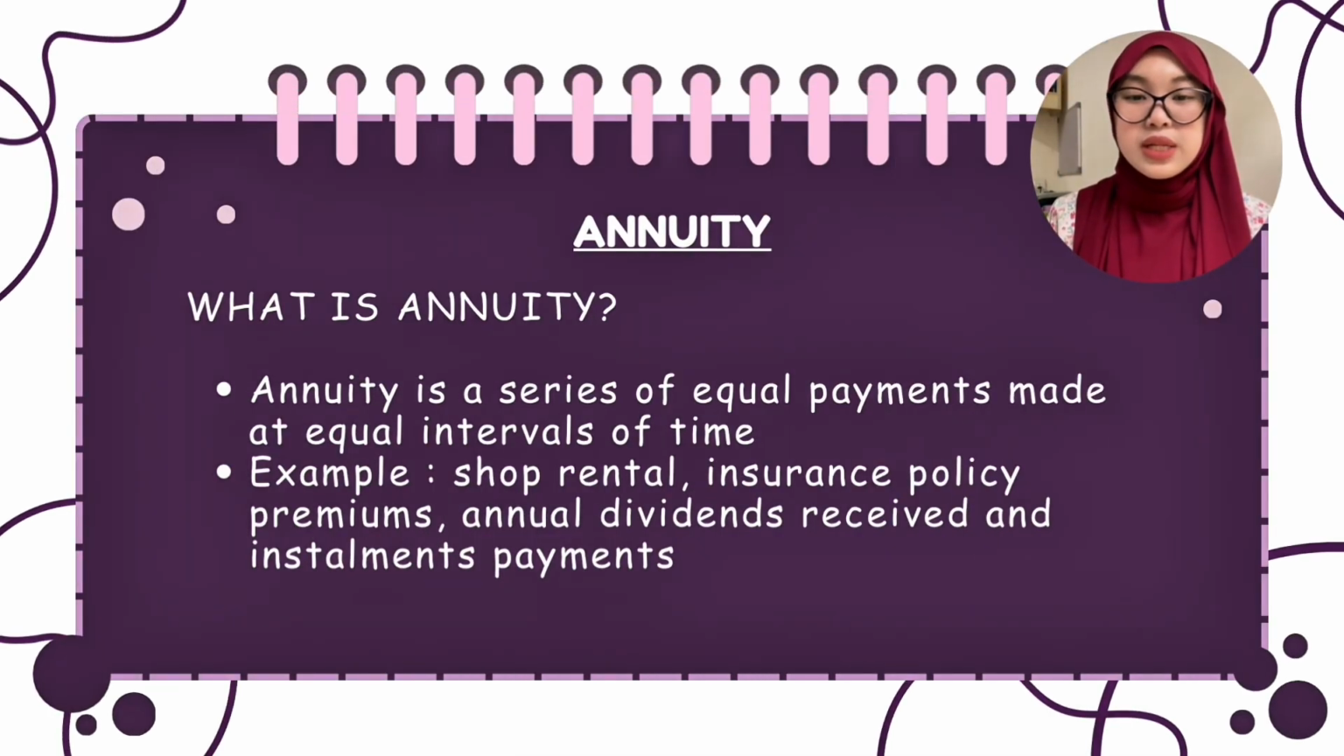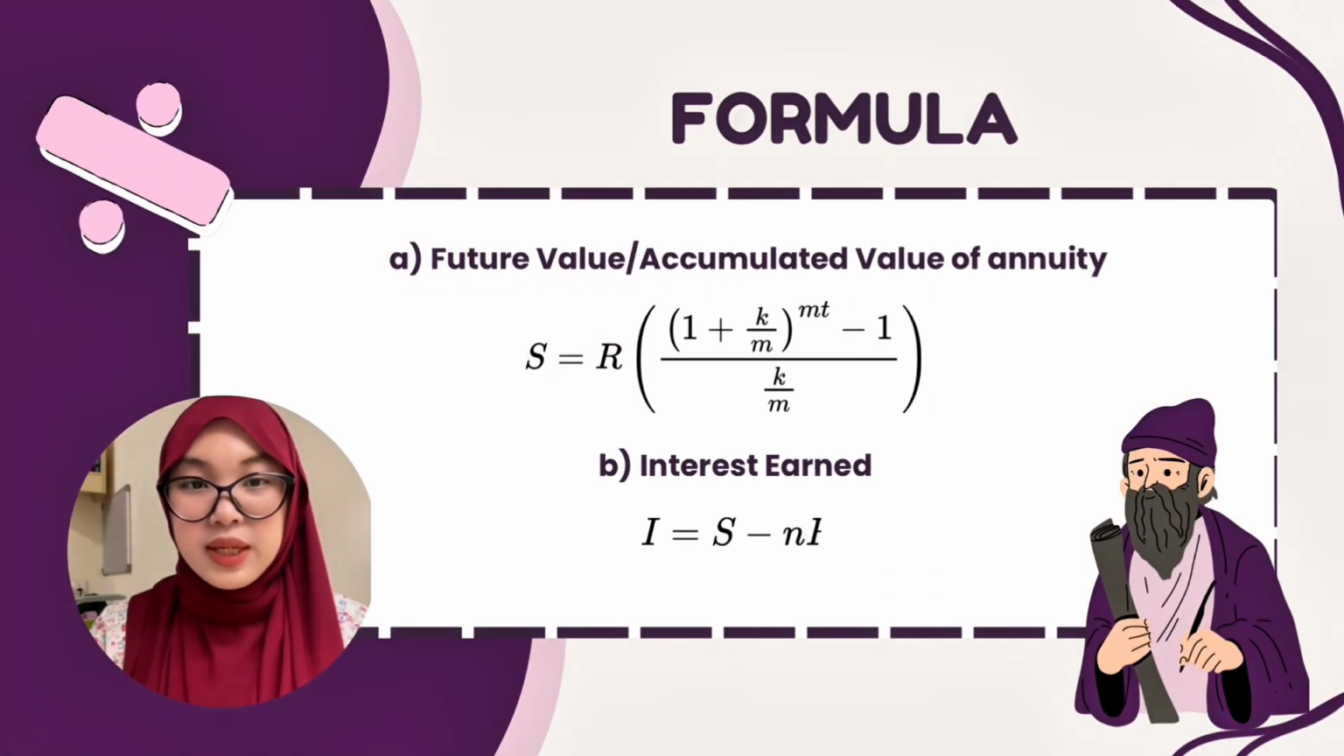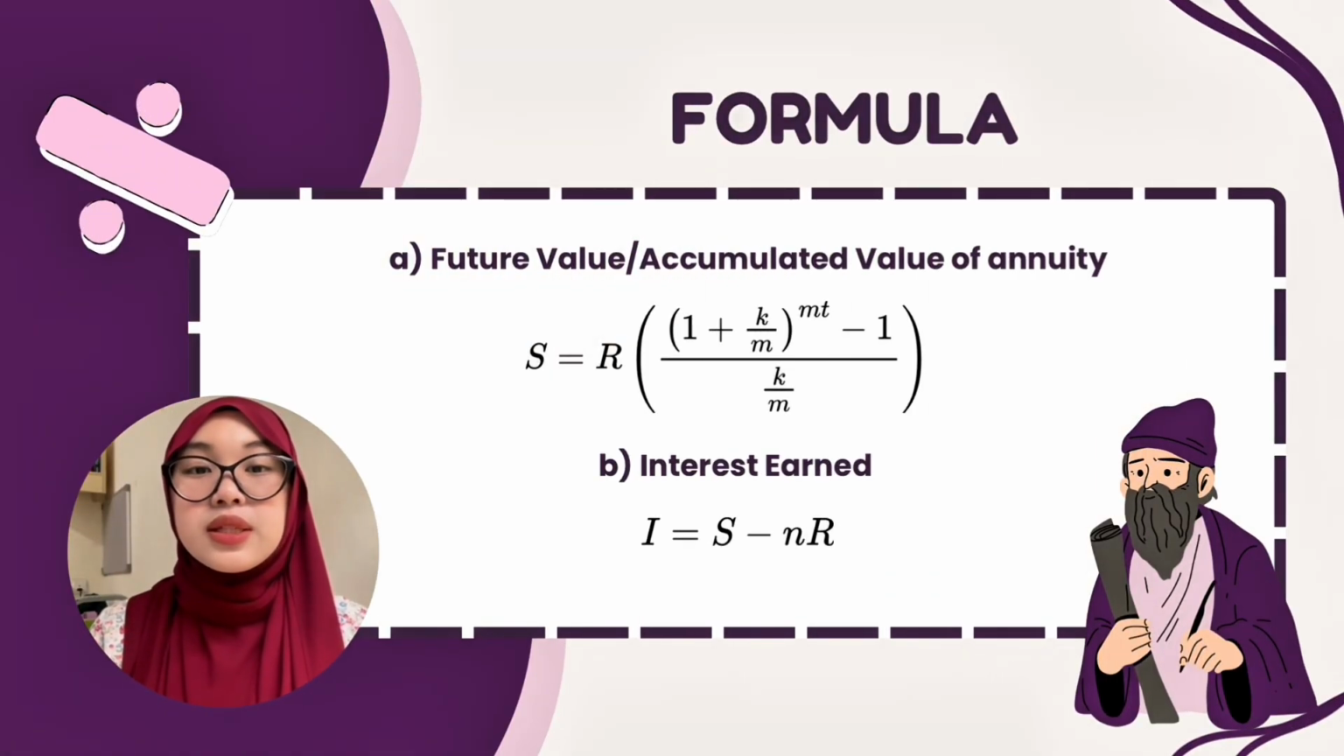Annuity. So what is annuity? Annuity is a series of equal payments made at equal intervals of time. For example, shop rental, insurance policy premiums, annual dividends received, and installment payments. As for annuity, as you can see on the slide, this is the formula that we use to find future value, accumulated value of annuity, and interest earned.